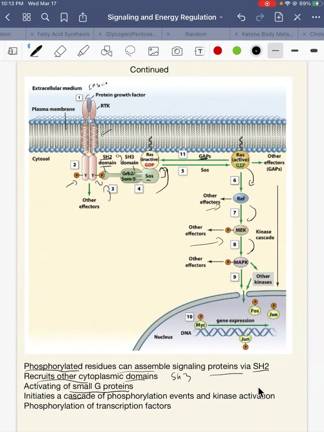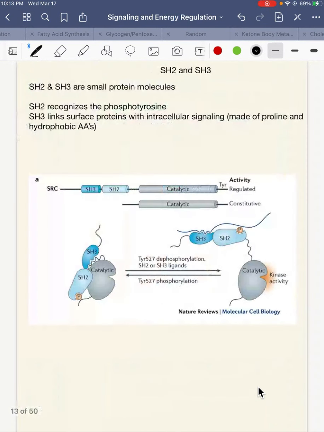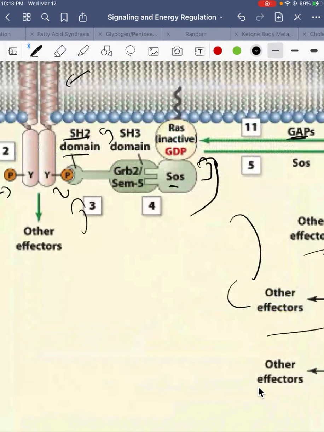And then this initiates a cascade of phosphorylation events and kinase activation. So this is talking about the RAS, RAF, and MAP. And then the phosphorylation eventually reaches the transcription factors. Transcription factors can enter the nucleus and then change gene expression of the cell. Okay, so let's talk about SH2 and SH3, which are right here.